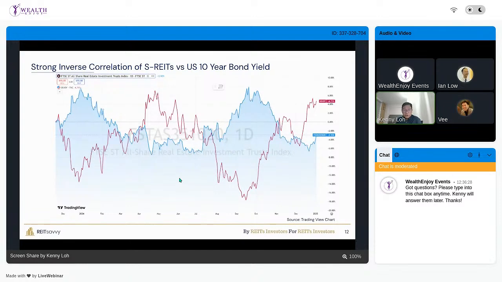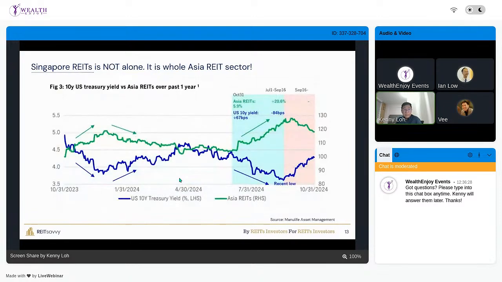Very strong correlation. And this is not only for Singapore REITs itself. It applies to the whole Asia REIT sector. This chart is from Manulife Asset Management, who manage a REIT fund. You can see clearly here the 10-year treasury yield, the risk-free rate. When it's coming down, the whole Asia REIT fund goes up, and so on and so forth. So the inverse correlation is very, very strong for the Singapore REIT sector and also the Asia Pacific REIT sector.